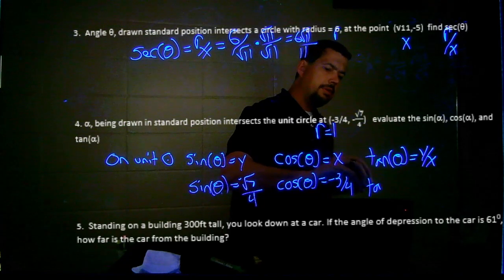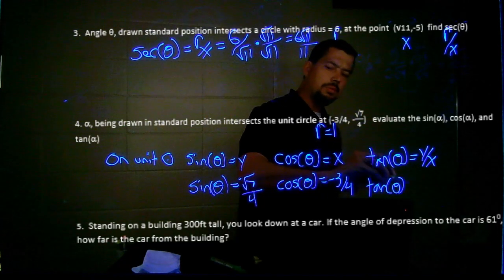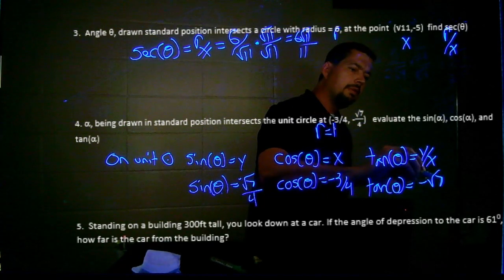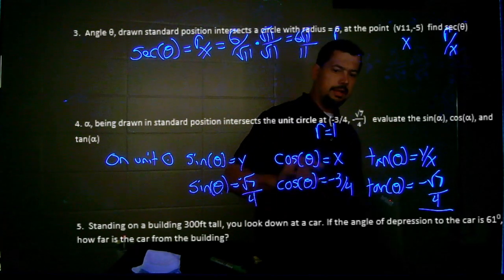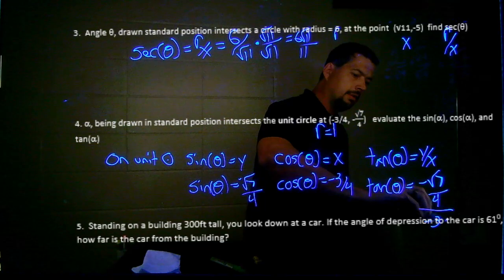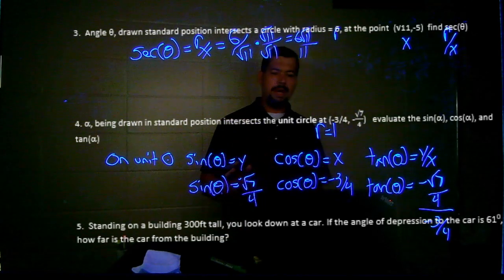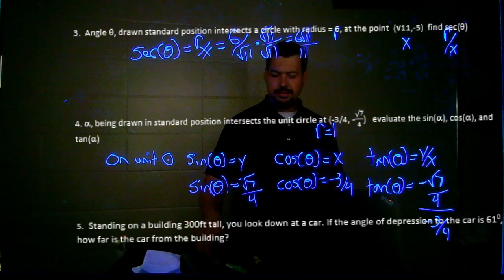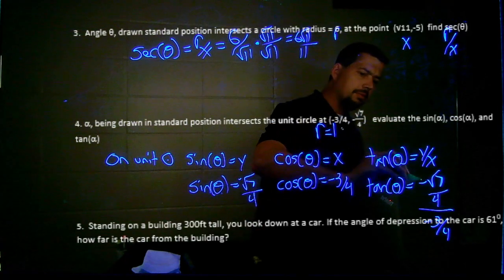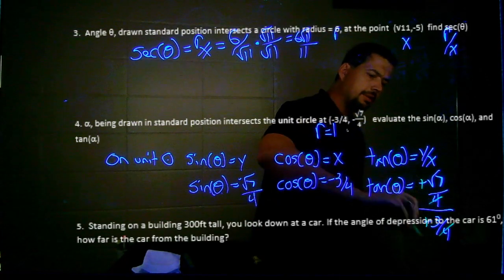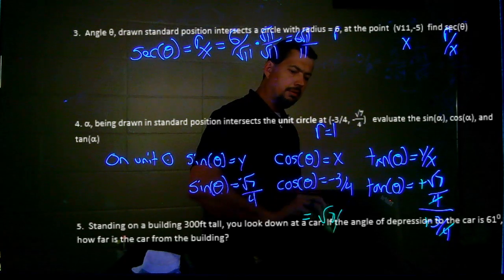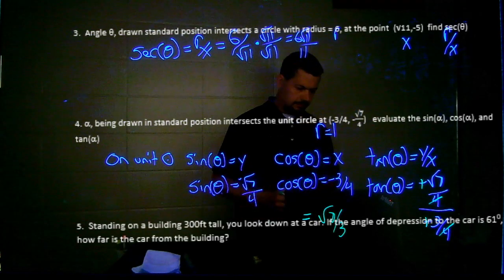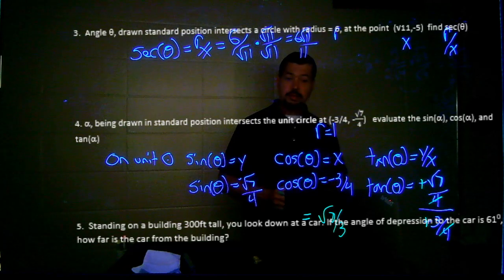Now the tangent one you're going to have to work on. The tangent of the angle is y over x. So it's negative root 7 over 4 all over negative 3 over 4. And that's not so bad. It's really not. The negative symbols are going to cancel out. The 4s are going to cancel out. And you're just going to be left with root 7 over 3. Kind of got into the next question there, but there you go.